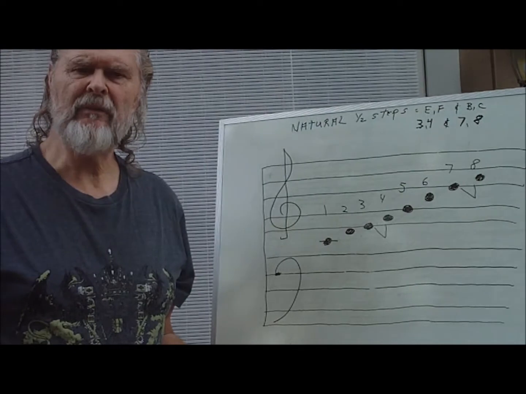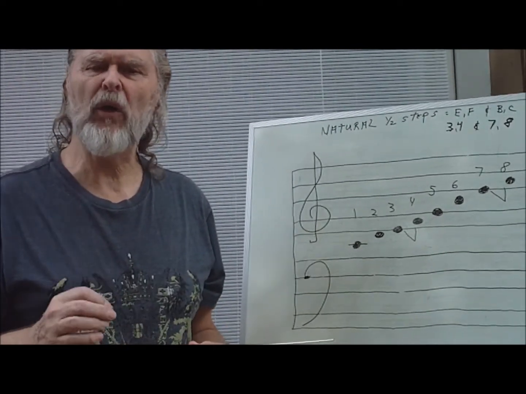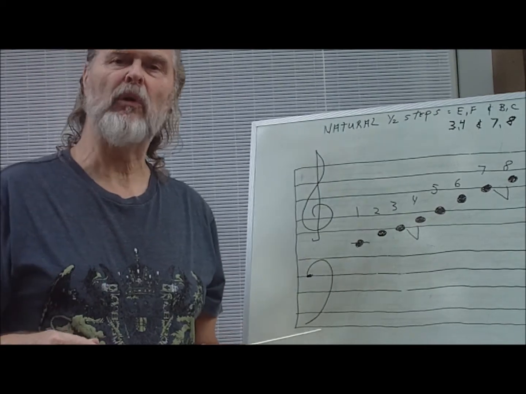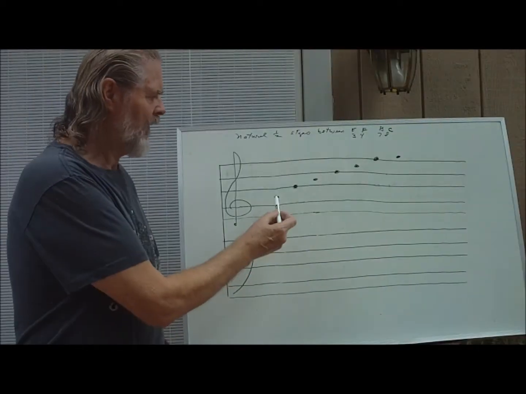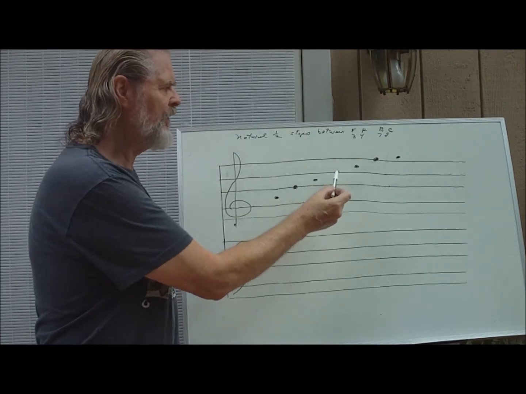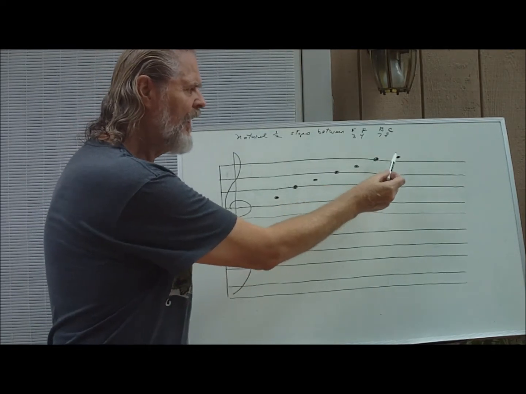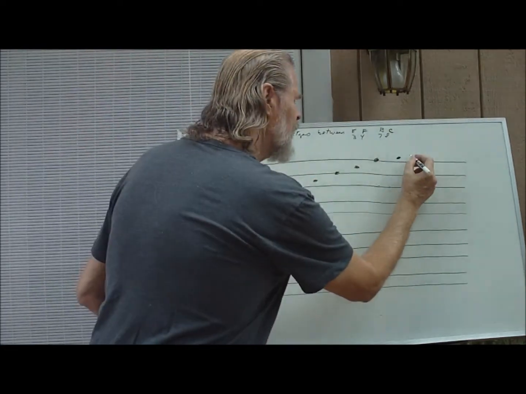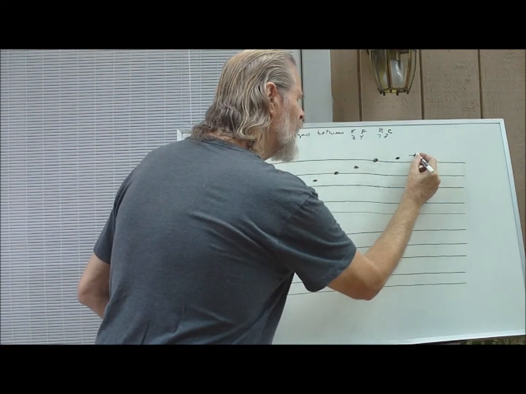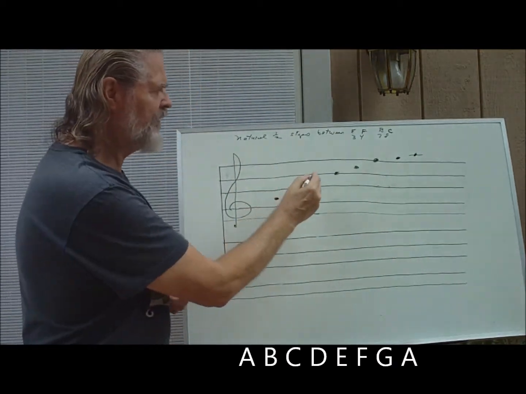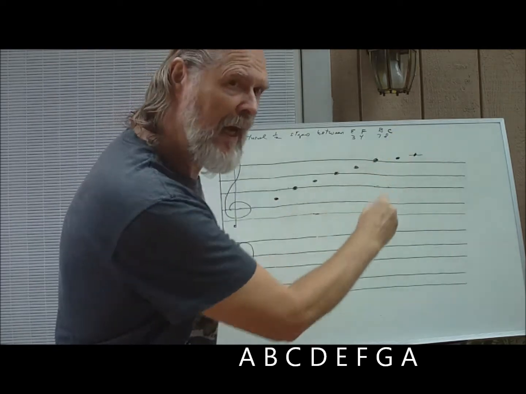What does all this mean? It means we can start on any note to make a scale following this pattern. For example, let's start on A. Okay, starting on A. A, B, C, D, E, F, G, and now with the ledger line, the octave A. A, B, C, D, E, F, G, A.